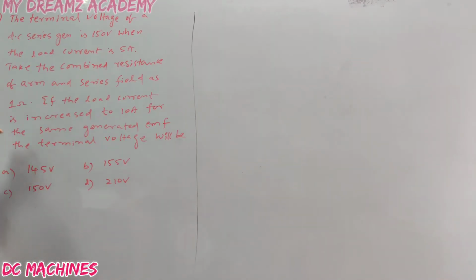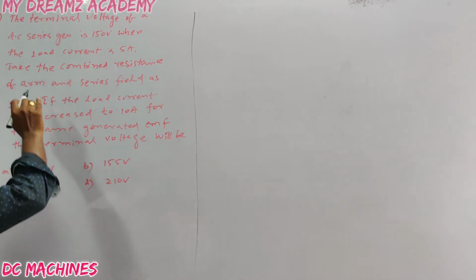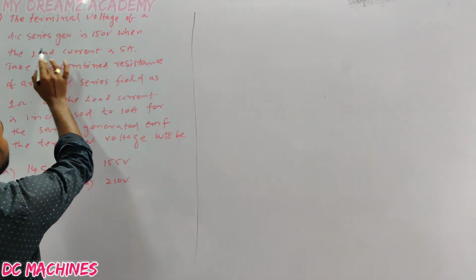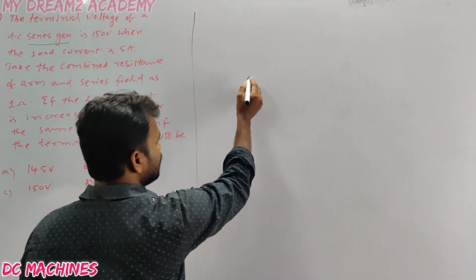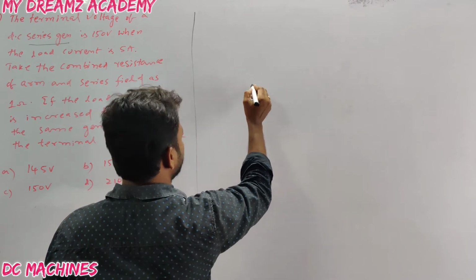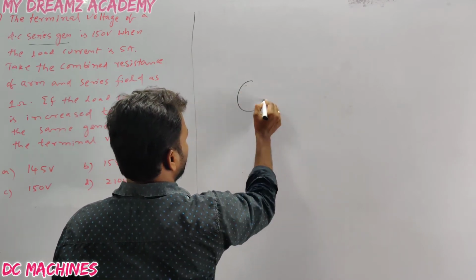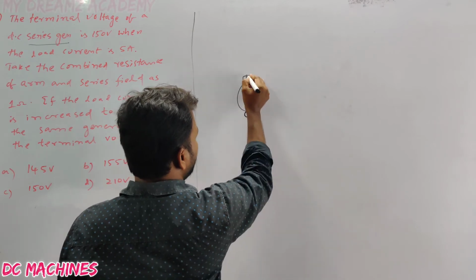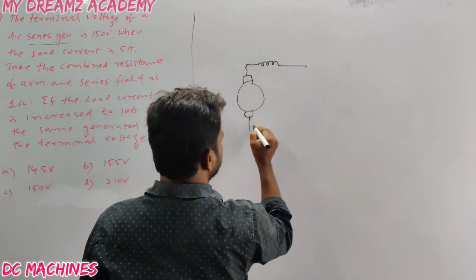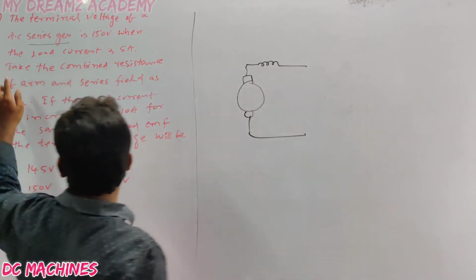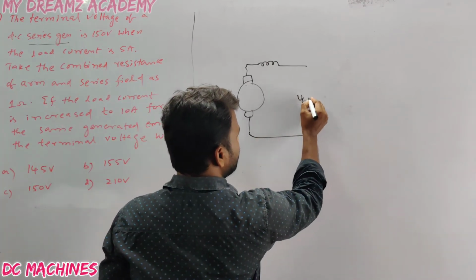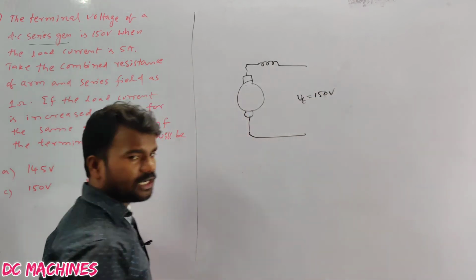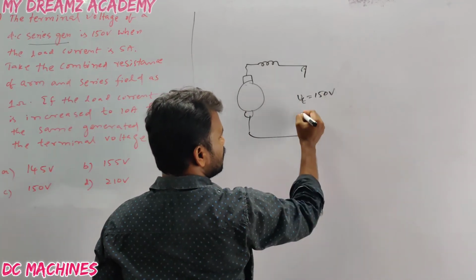The next question is 31. The problem is given: the terminal voltage of a DC series generator. First, draw the DC series generator. Do you know the DC series generator? Here the armature and field winding are connected in series. The terminal voltage VT is given as 150 volts.